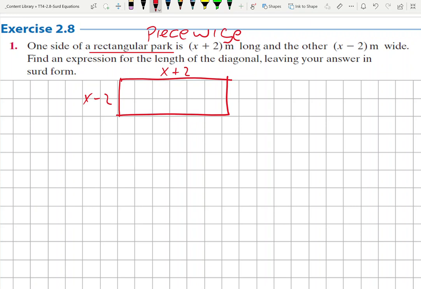Now they're asking us to find an expression for the length of the diagonal. Okay, so maybe just draw that in a conventional way like this.